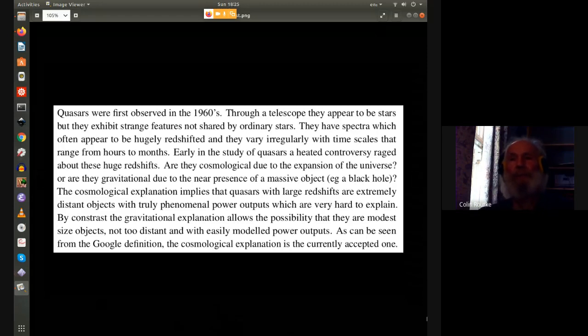The cosmological explanation implies that quasars with large redshifts are extremely distant objects with truly phenomenal power outputs. They're very hard to explain. By contrast, the gravitational explanation allows the possibilities that they are modest-sized objects, not too distant, and with an easily modeled power output. As can be seen from the Google definition, the cosmological explanation is the currently accepted one.